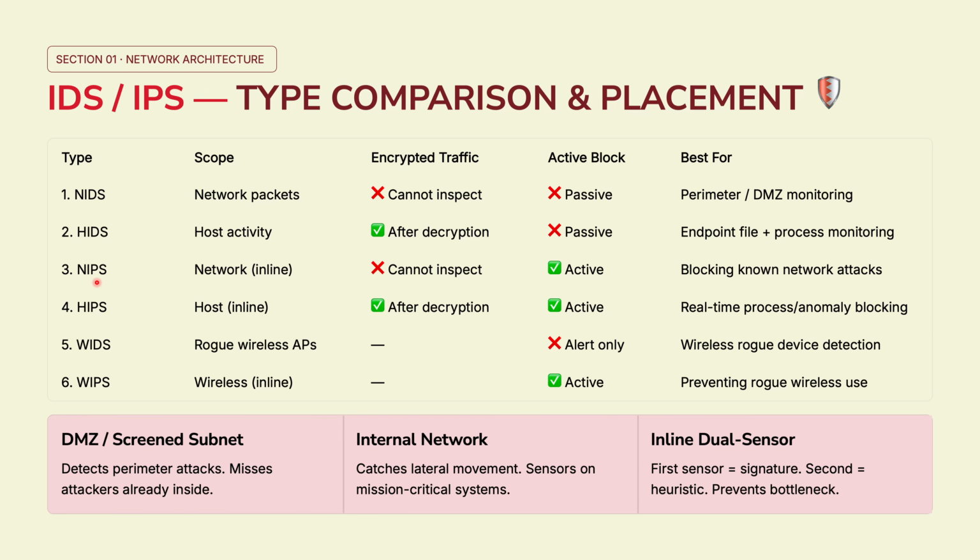Third, network IPS sits inline on the network and actively blocks threats. Despite this advantage, it shares the network IDS inability to inspect encrypted traffic.